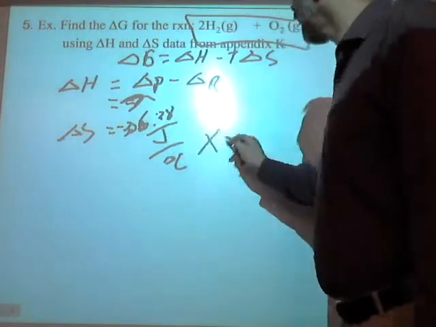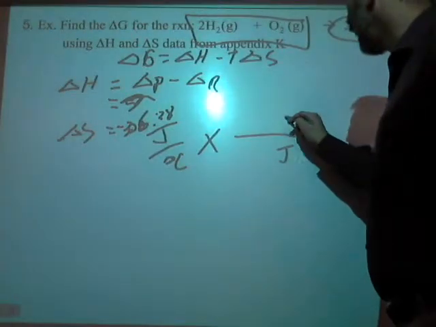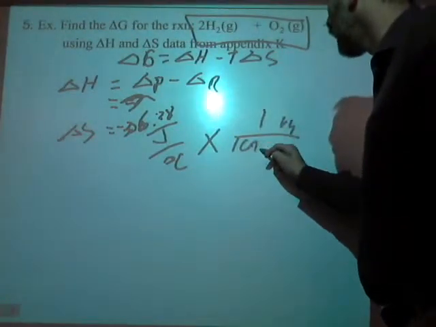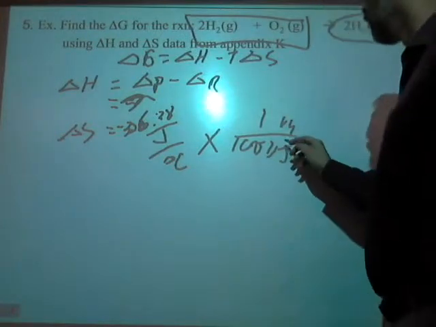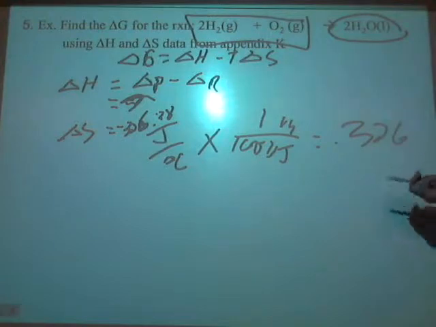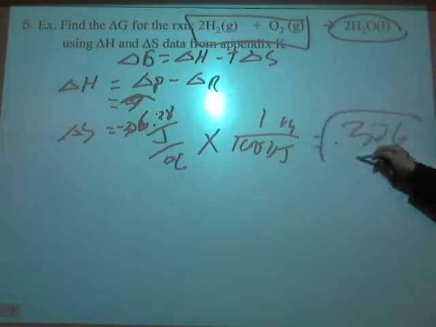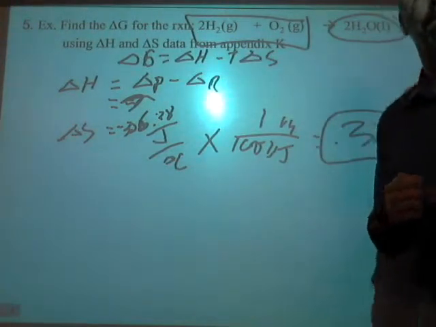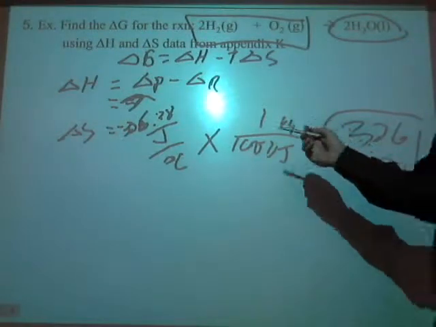If that's correct, I would have to convert joules on the bottom, kilojoules on top. 1 kilojoule contains 1,000 joules. So that's going to make it 0.326. So you're going to have a very small number for delta S, which is not a surprise. Do we have to show that conversion on the paper? You don't have to show it, but you have to do it.